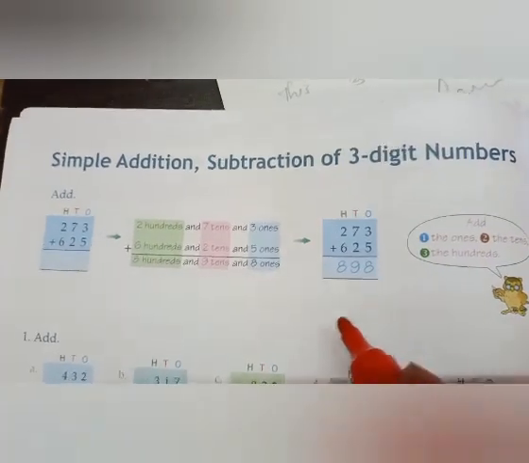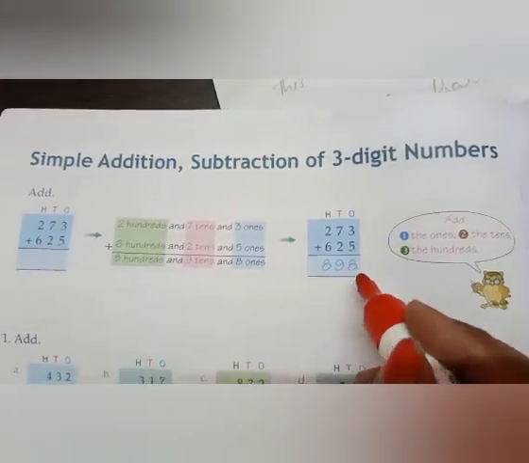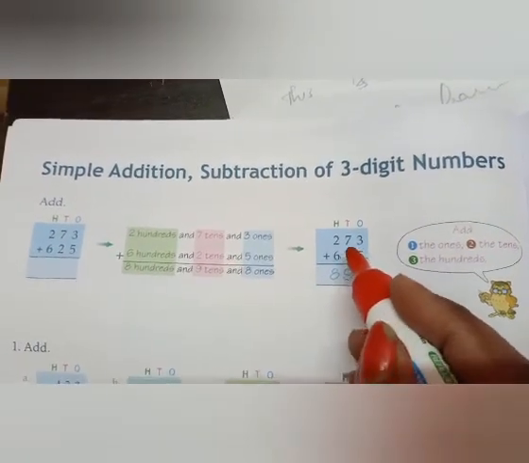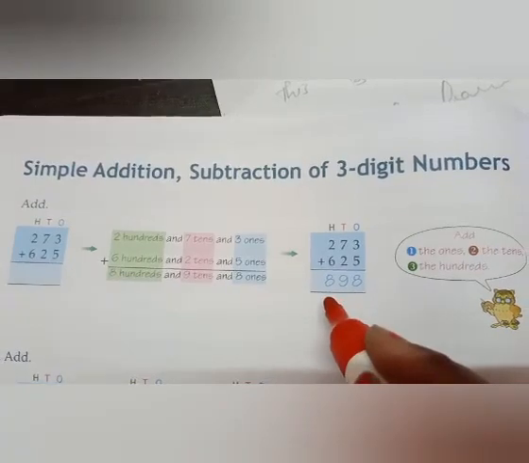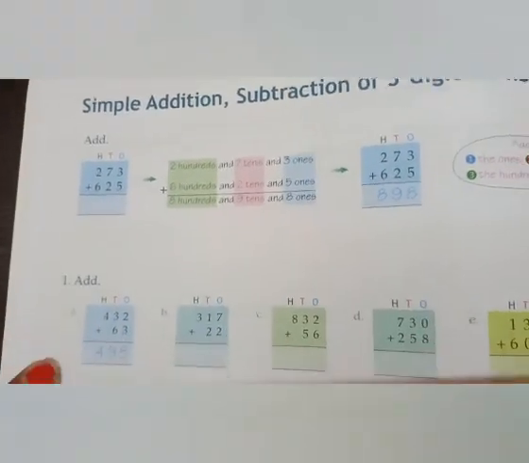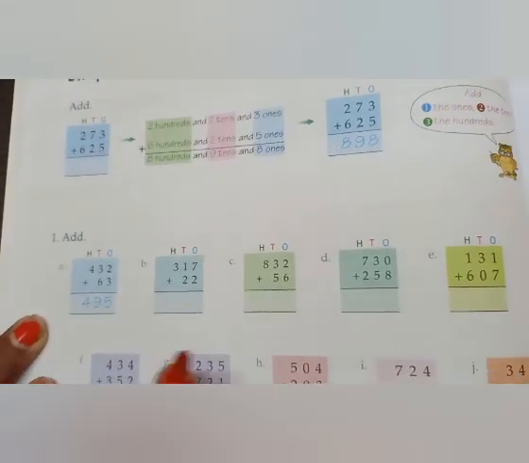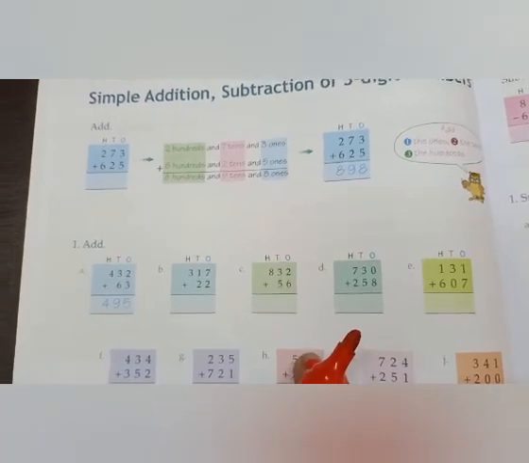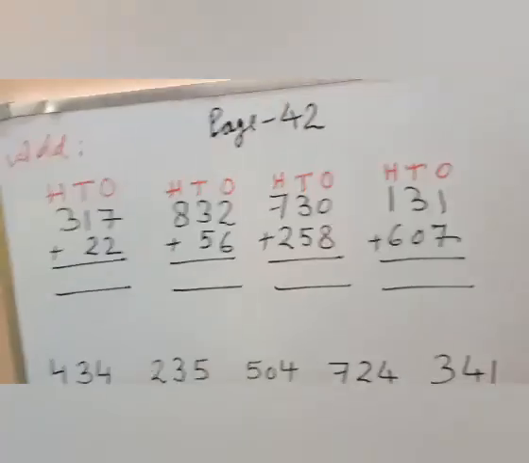So start adding. 3 plus 5 is 8. 7 plus 2 is 9. And 2 plus 6 is 8. Now we have exercise. Add the numbers. Here we have 3-digit numbers which we have to add. So let's start with first sum.